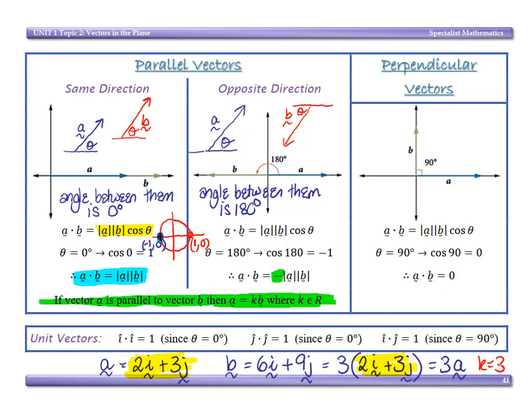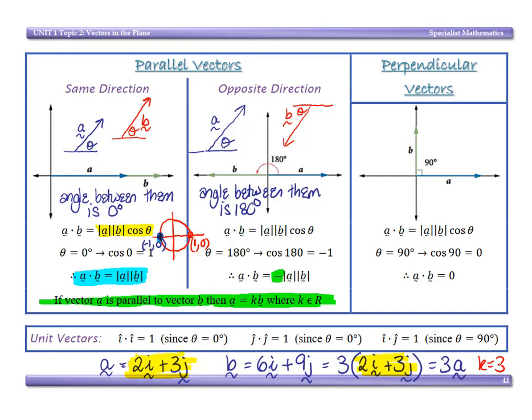Okay, so you've got two ways of finding out whether you've got parallel vectors. Number one, the dot product has to be the magnitude of one vector times the magnitude of the other vector, or the product of the magnitudes of the two vectors. So if you have that, or the dot product is the negative of the product of the two magnitudes, then yes, they're parallel. Or you can just look at the two vectors in Cartesian form and see that one is a multiple of the other.